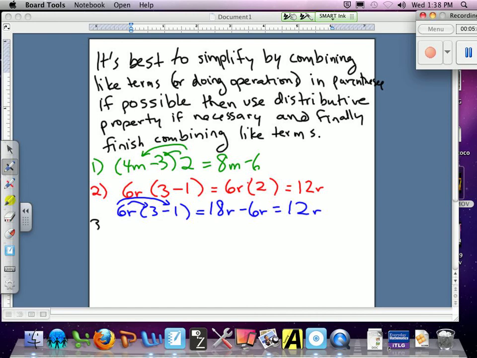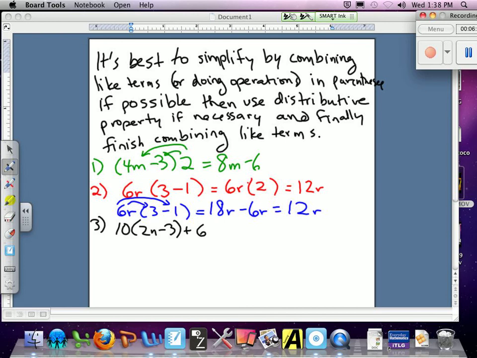Example number 3. 10, and then in parentheses 2n minus 3, and then outside the parentheses plus 6. A lot of people want to combine like terms at this point. Oh, the minus 3 and the plus 6. Ultimately it's not going to be a minus 3. So you have to deal with the distributive property in this case first.